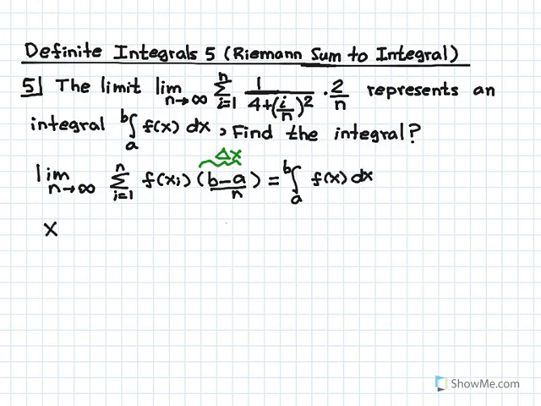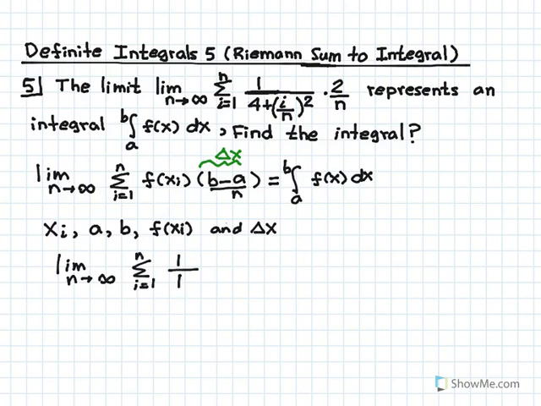Let's find xi, the x values, the lower limit a, the upper limit b, the function f of xi, and delta x, which is a common width. So we're given limit n goes to infinity, i goes from 1 to n, 1 over (4 plus i over n) squared times 2 over n.